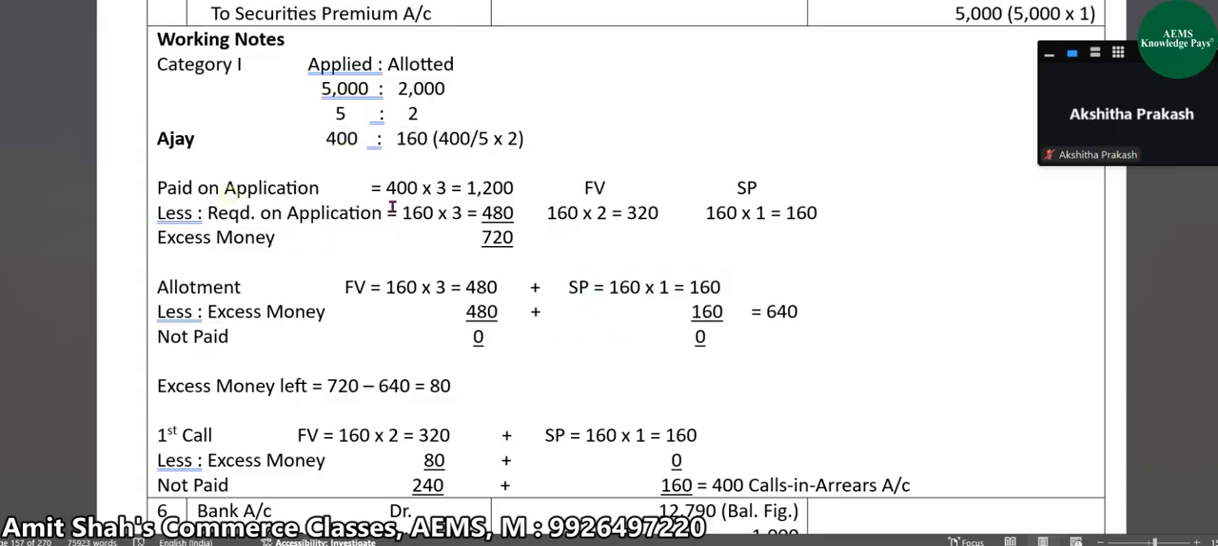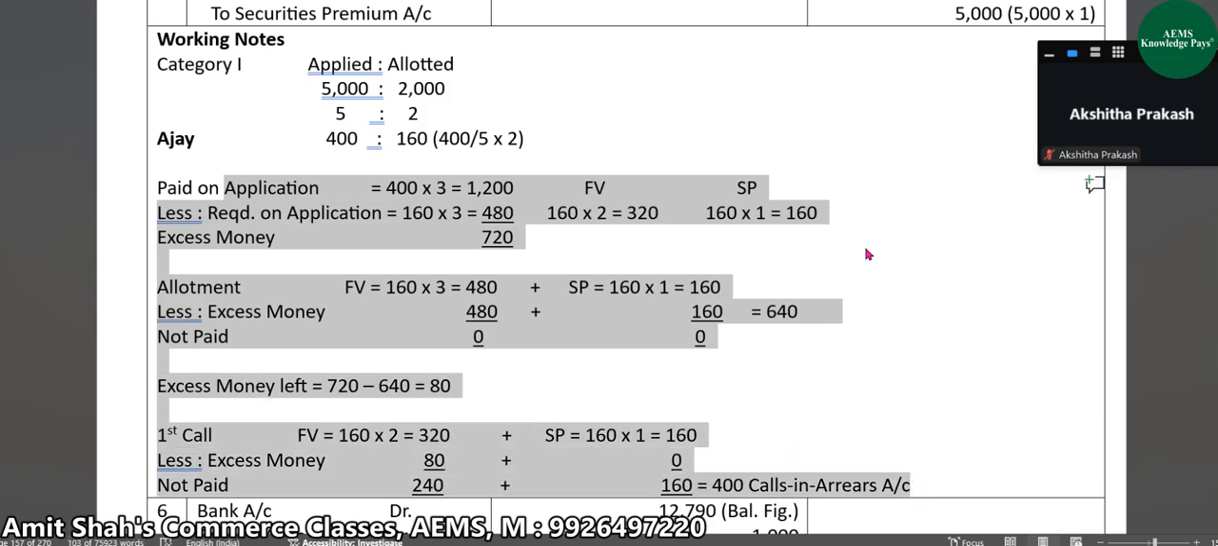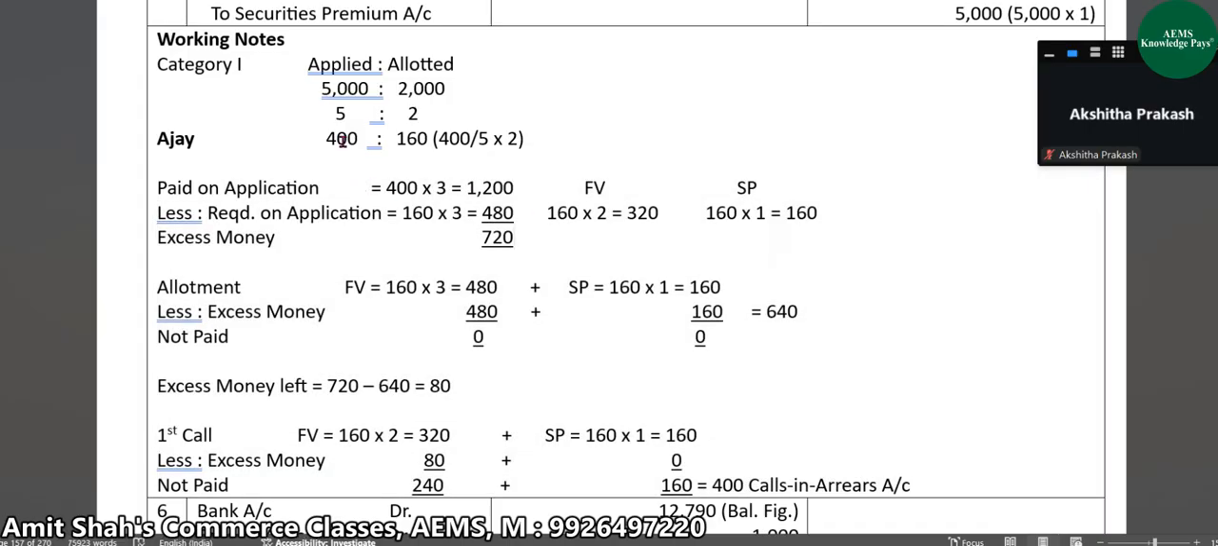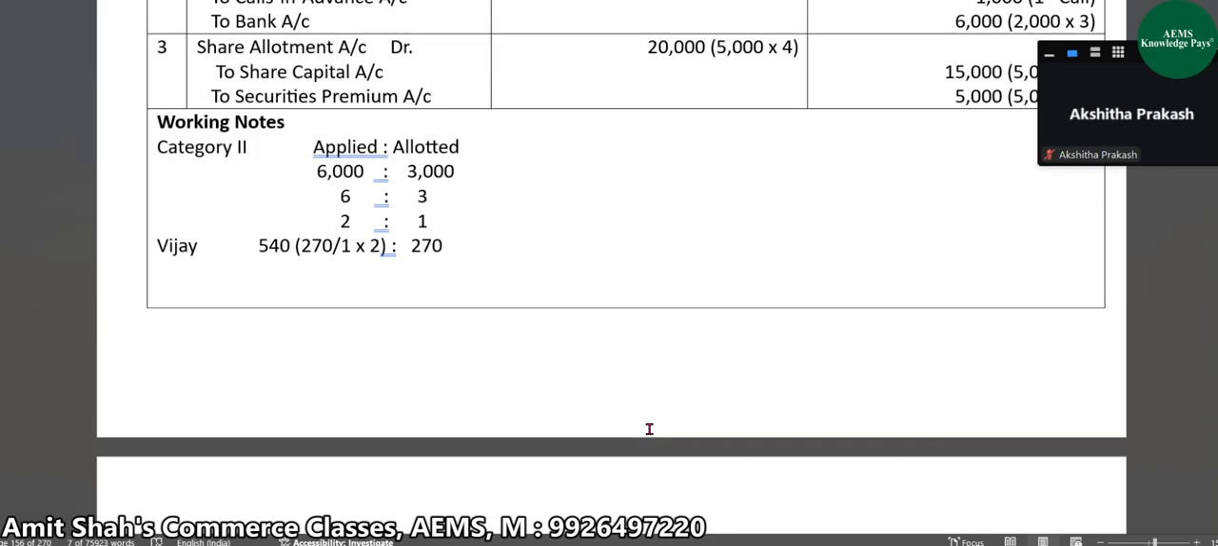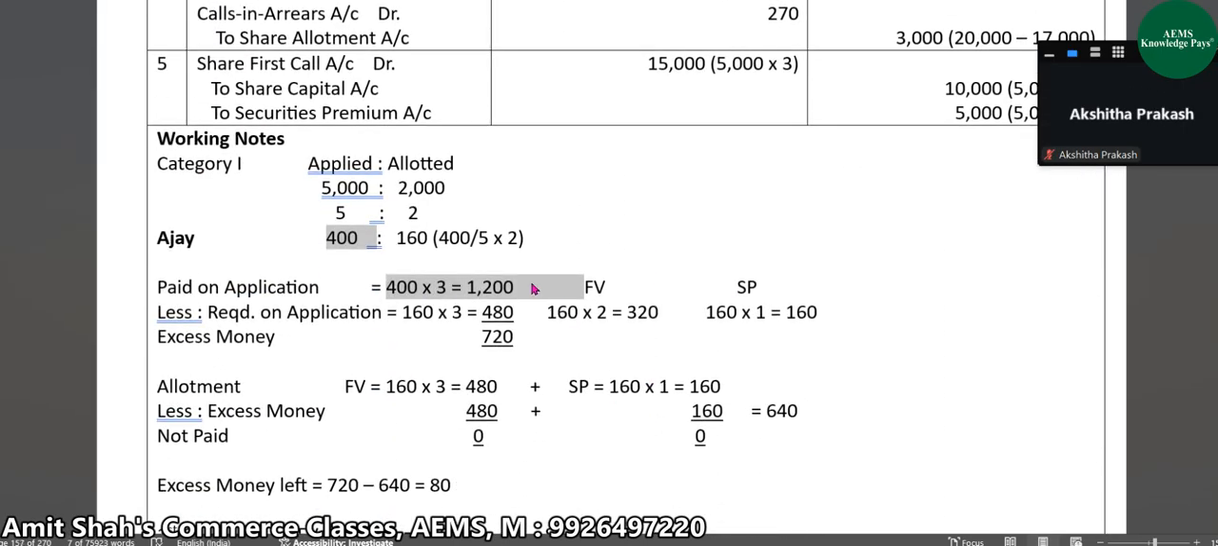Now, guys, understand this calculation very thoroughly and mindfully, because this will clarify all your doubts about forfeiture and everything else. So Ajay applied for 400 shares. So he paid how much? 400 into 3. 3 rupees is application money per share. So he paid 400 into 3, that is 1200 rupees. But we wanted from him 160 into 3 because we allotted him only 160 shares. So how much we wanted from him is 480.